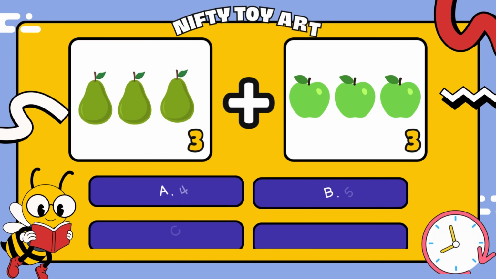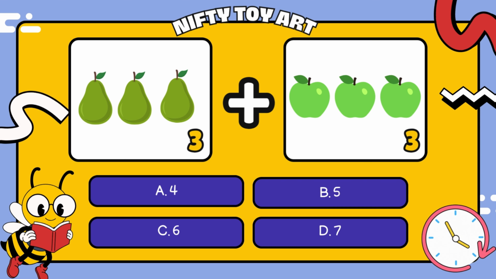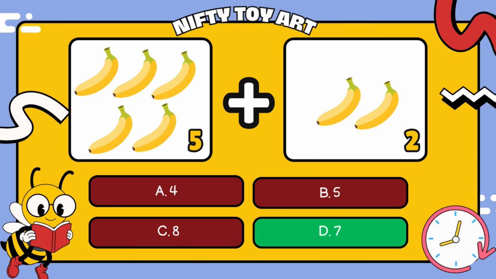I have 3 guava plus 3 apples. How many fruits do I have? That's right, 6 fruits. I have 5 banana plus 2 banana. How many fruits do I have? That's right, 7 fruits.